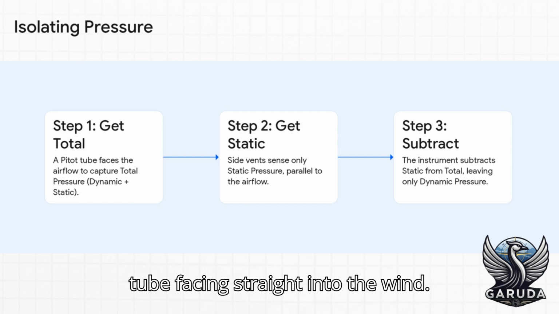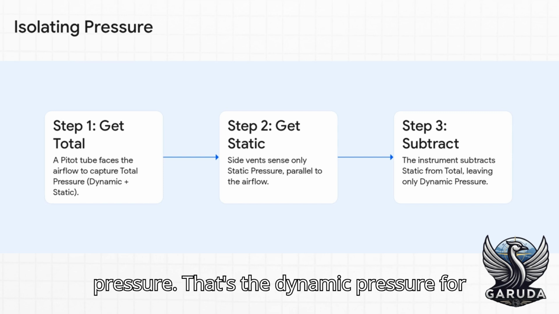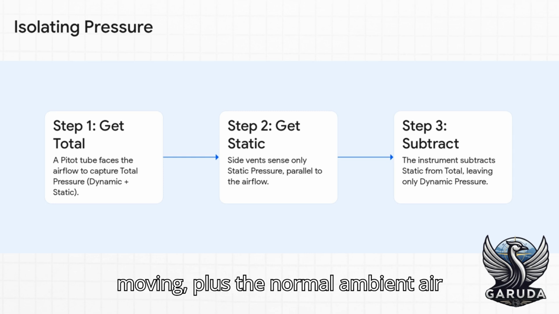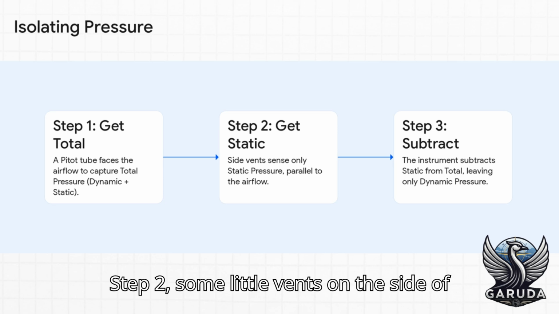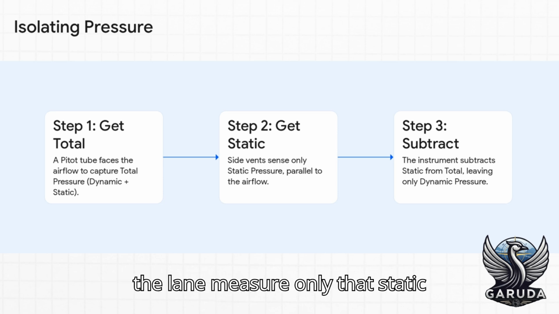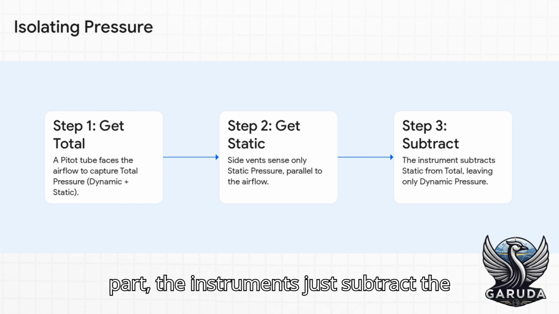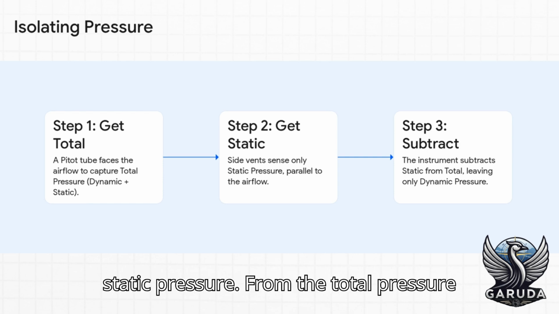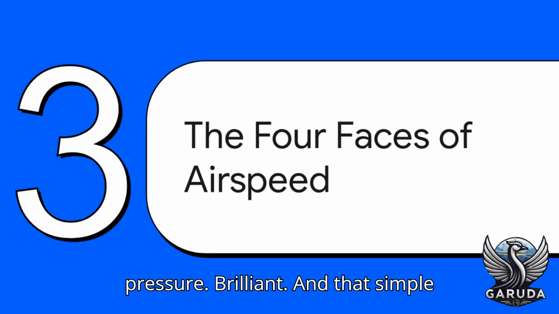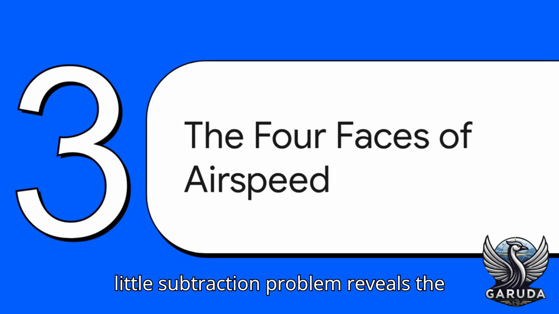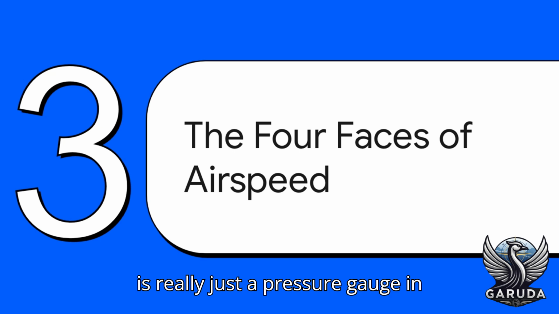Step 1. A little tube facing straight into the wind, that's the pitot tube, captures all the pressure. That's the dynamic pressure from moving, plus the normal ambient air pressure, which we call static pressure. Step 2, some little vents on the side of the plane measure only that static pressure. And then step 3, the clever part. The instruments just subtract the static pressure from the total pressure. And what are you left with? Just the dynamic pressure. Brilliant. And that simple little subtraction problem reveals the core truth here. The airspeed indicator is really just a pressure gauge in disguise.